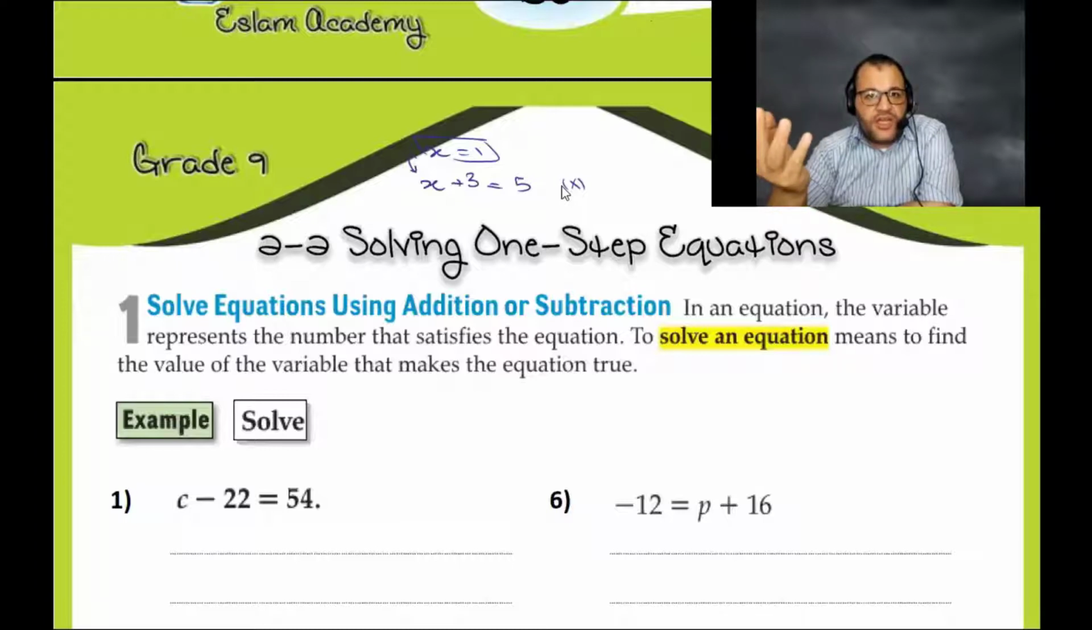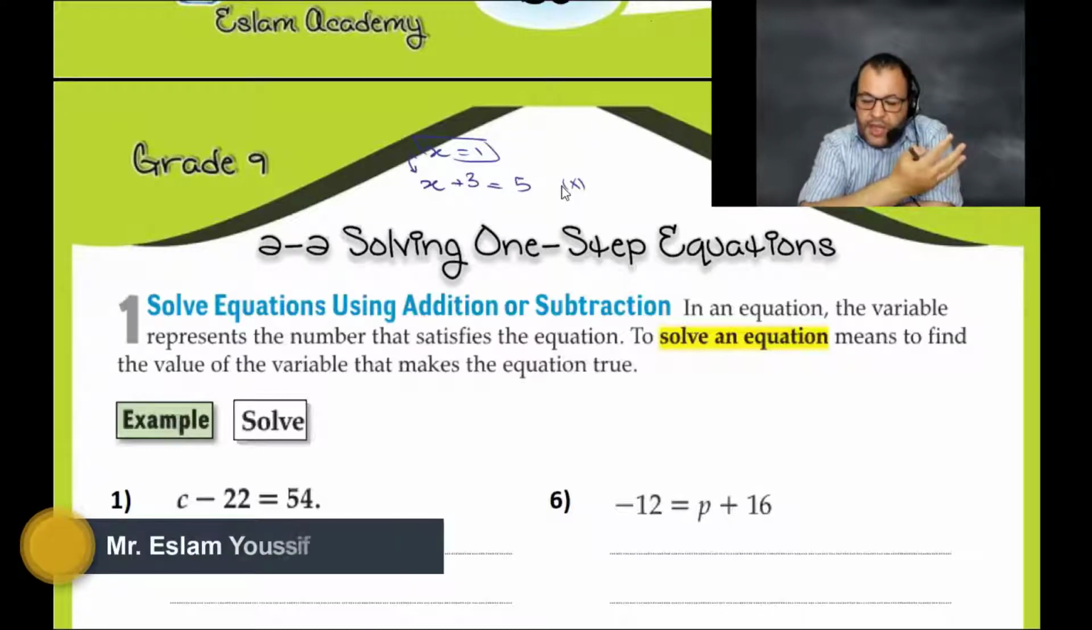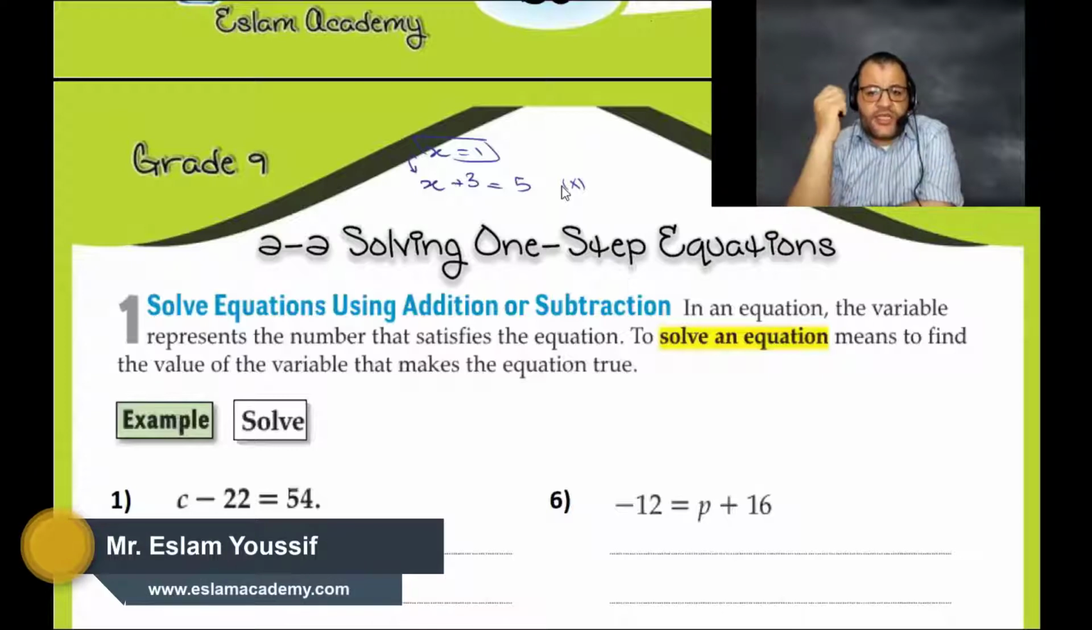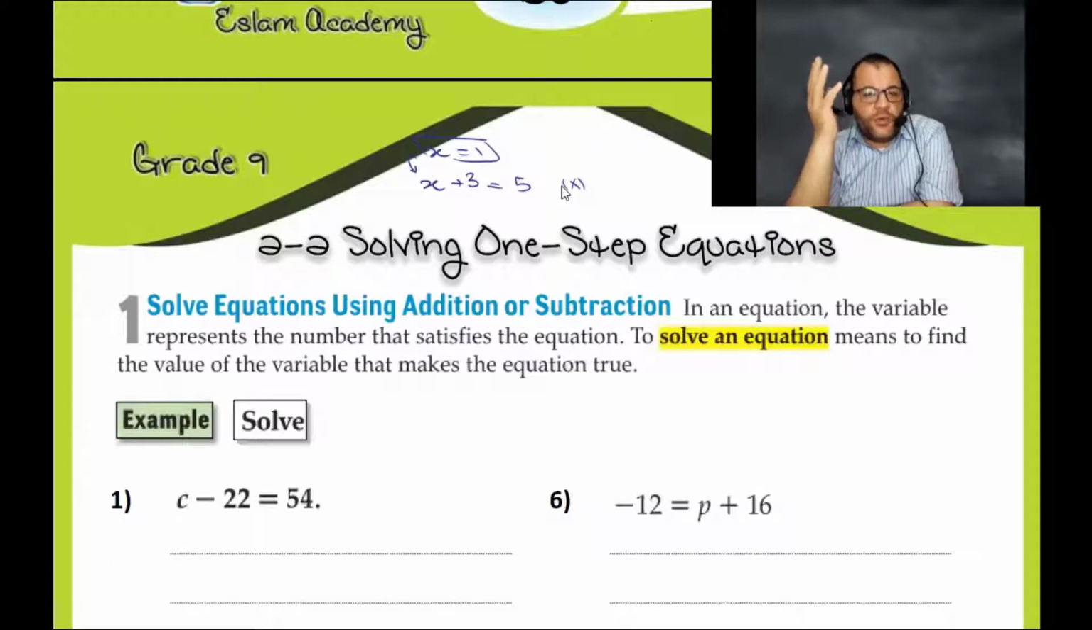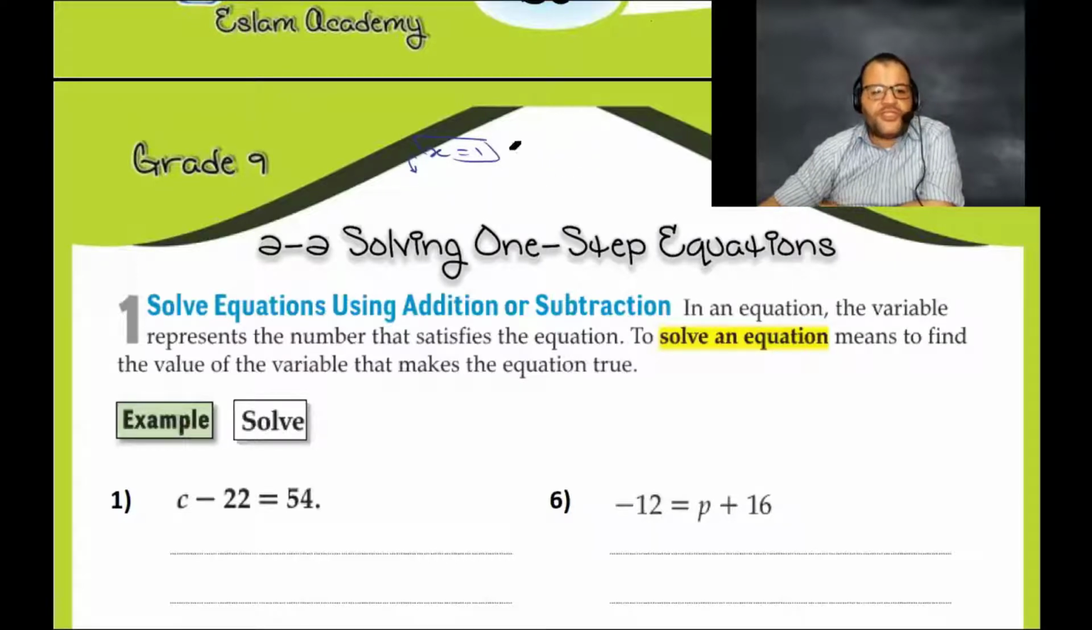You can find a value of the variable, I find that x equals 1. But to say we solved the equation, we must find the value of the variable which makes the left-hand side equal to the right-hand side. That is the meaning of solving an equation. Okay. What is the meaning of a one-step equation? A one-step equation has only one operation, like plus, minus, times, or divide. Not more.